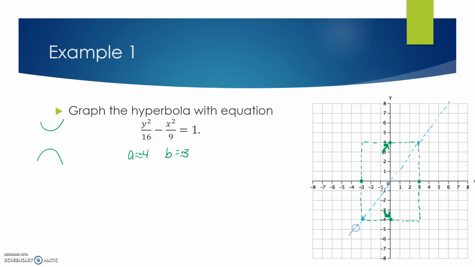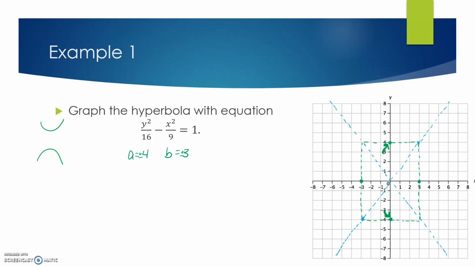So I'm going to draw it like that. Okay, so there's one, and I need to draw the other one. Going through both corners and through the origin. And what this does is it gives me the shape for the hyperbola that I'm graphing.